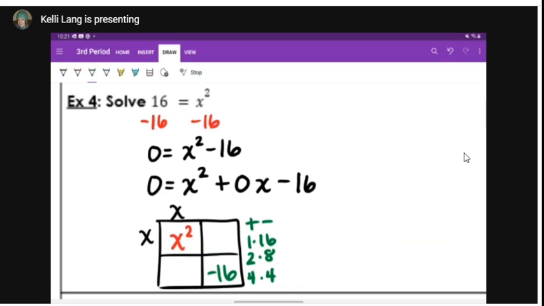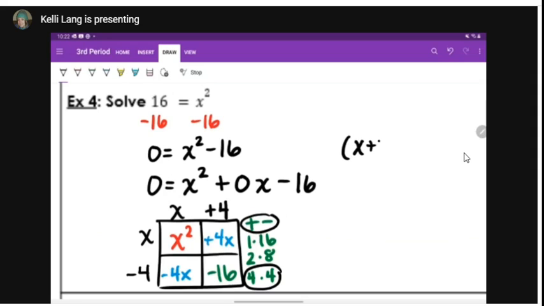We need to choose two numbers that will cancel each other out and completely become 0, which is actually easy to do because we have to have one positive and one negative. And if we choose the 4s, that means we'll have a positive 4 and a negative 4. Those two things would certainly cancel each other out. Plus 4x, minus 4x, they go away. They're opposites. So we have factored this into x plus 4, x minus 4.